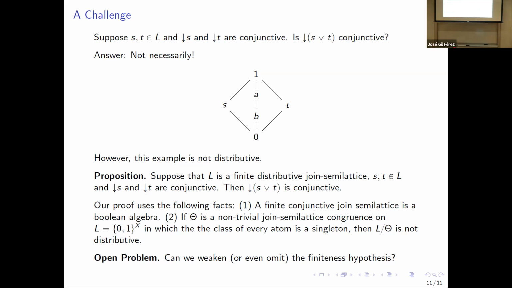The question is, can we weaken or even omit the finiteness hypothesis? This is an instance of the following: suppose I take the pushout of a couple of conjunctive join semilattices over a common ideal. Is that conjunctive? So we've been agonizing about this for months. We have no idea. Maybe somebody will put us out of our misery.